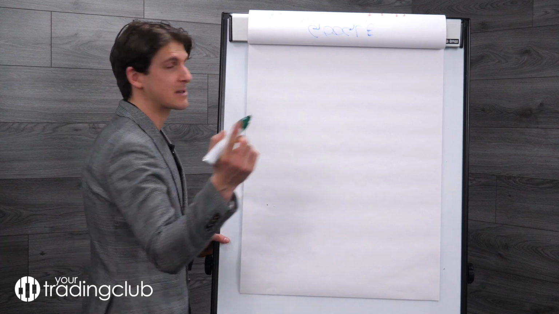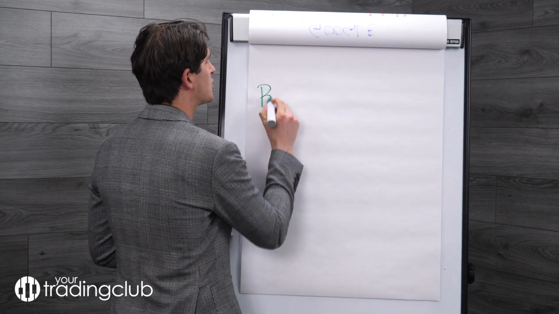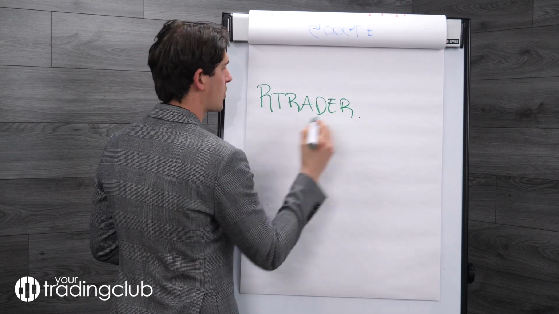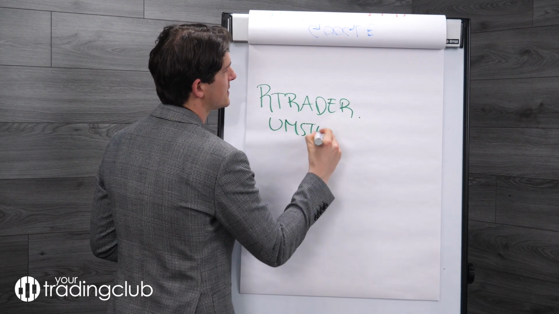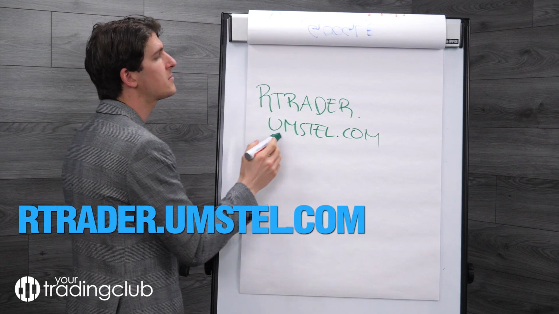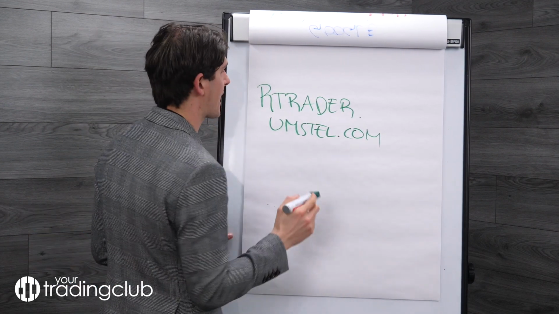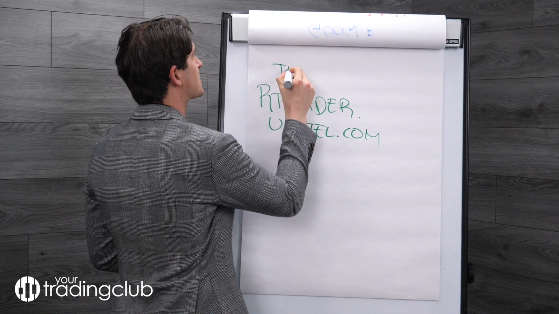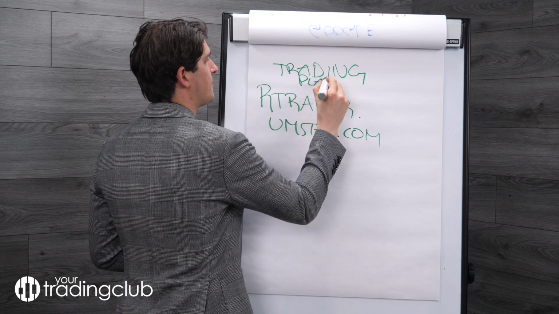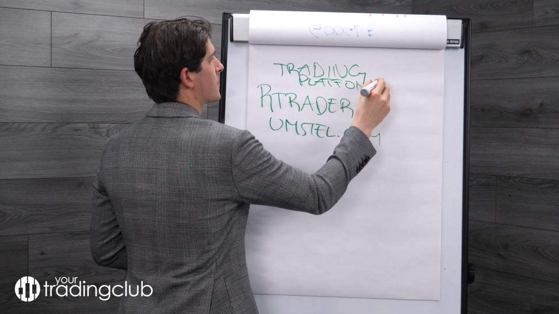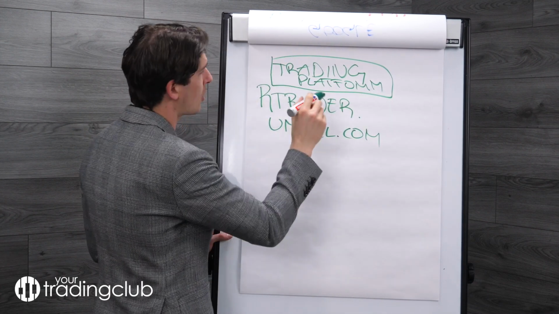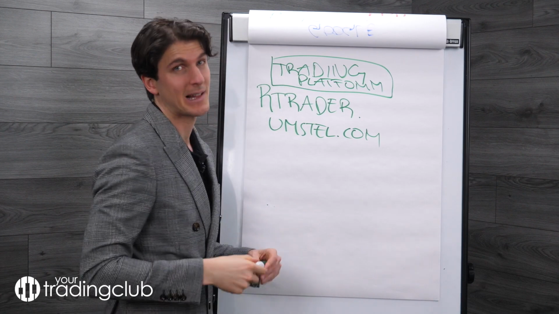And the broker we're using, make sure you write this down. We're going to go to R Trader, rtrader.umstell.com, okay? Very important. Now, this here is the trading platform, and the company behind this is called something else actually.